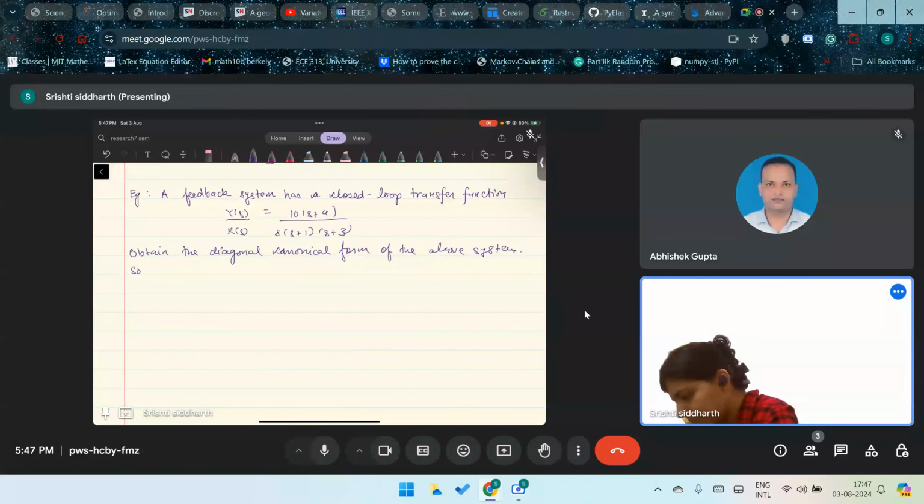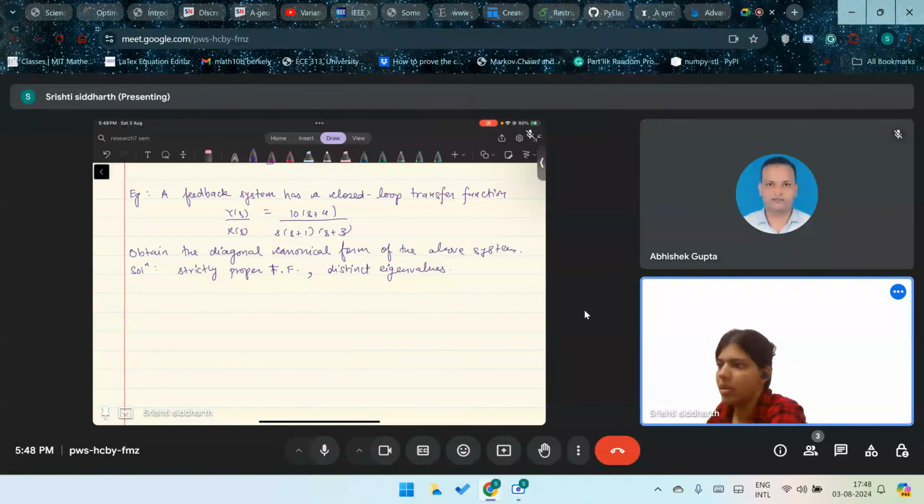Okay, so let's observe two things. First, it's a strictly proper transfer function. So I'm just going to write it as TF, and it has distinct eigenvalues. So we have a simple case here, and let's just write down what the matrices are.